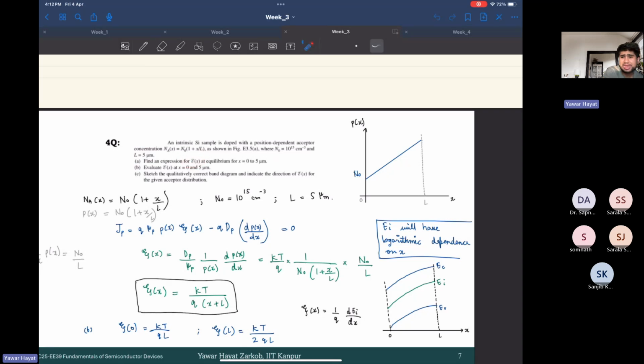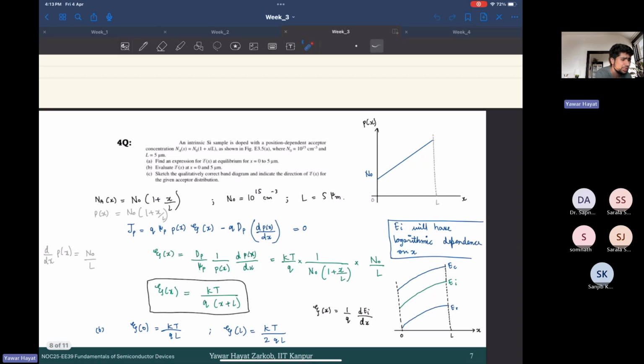What fact did I utilize in solving this? At equilibrium, your current density is 0, because there won't be current flowing. Your drift component of the current density would be equal to the diffusion current density component. I'll write the expression for Jp, because Na of x is given. I'll assume 100% ionization. Then Na of x is precisely p of x, and that is equal to N naught times 1 plus x by L.